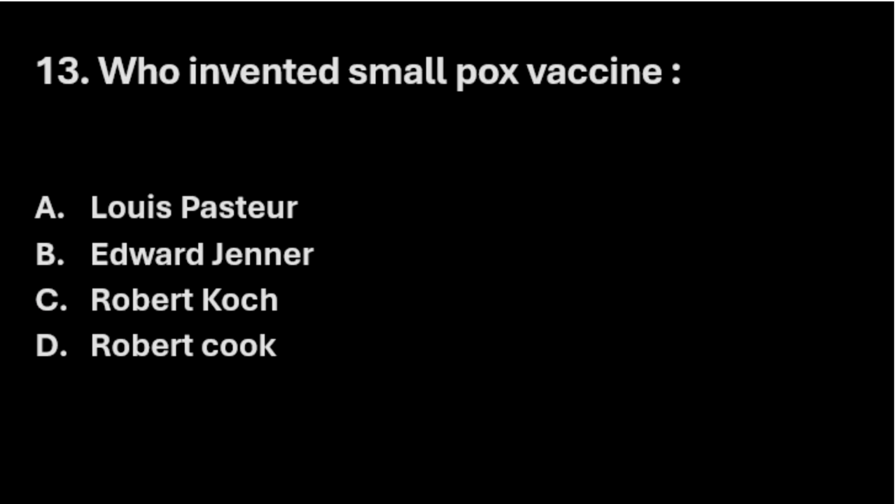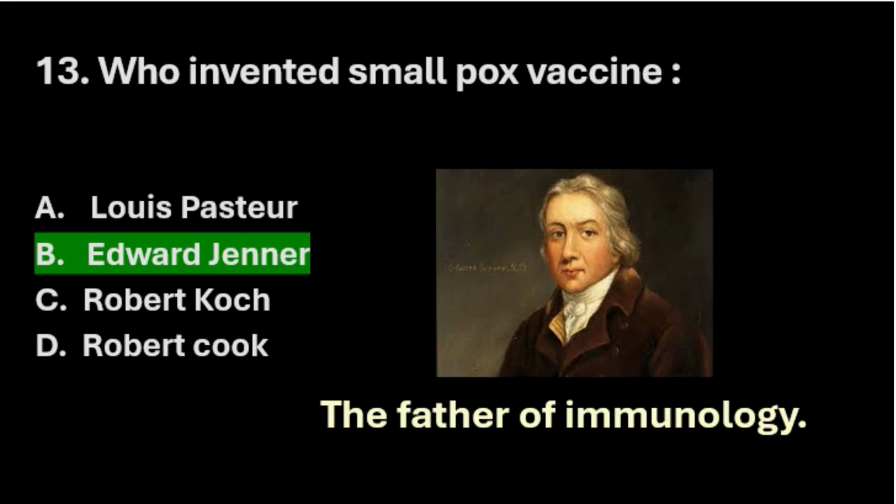Next question. Who invented smallpox vaccine? Option A Louis Pasteur, option B Edward Jenner, option C Robert Koch, and option D Robert Cook. The right answer here is option B Edward Jenner. He is the father of immunology who invented smallpox vaccine, and then the vaccine history or the immunology is derived from this invention.